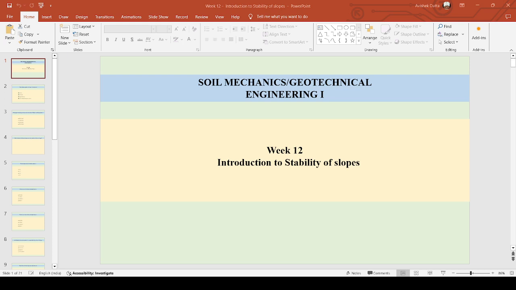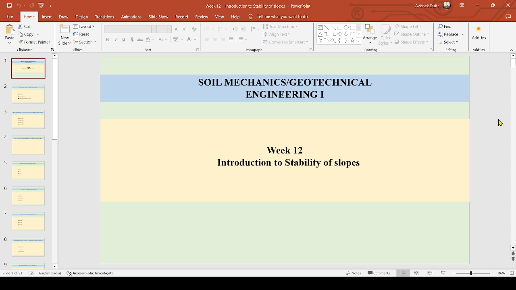It's already 5, so I've already started the discussion. Like the previous sessions, this problem solving session has multiple choice questions, multiple select questions, true false statements, and some numericals.